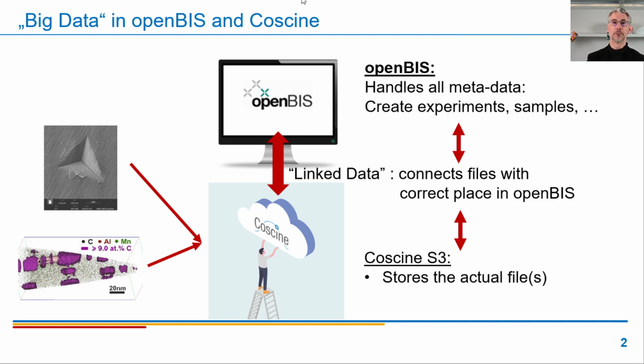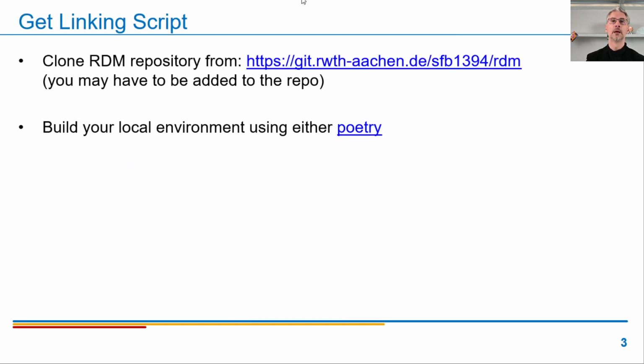As a reminder, in OpenBIS you can handle all the metadata and create experiments and samples and so on. But large data sets or big data are too large to handle in our OpenBIS installation. So we need to put this into an external storage space on S3 and Cosine. In order to create this link between the external storage space and OpenBIS, we need to use a Python script. To get the script, you clone the RDM repository from our SFB and build your local environment using Poetry.